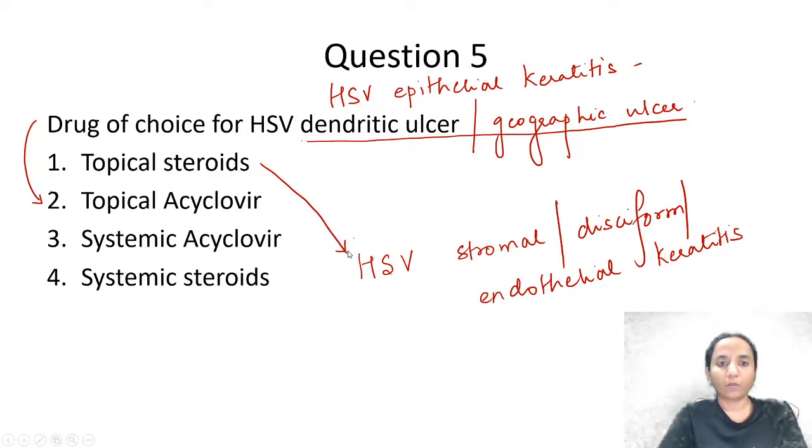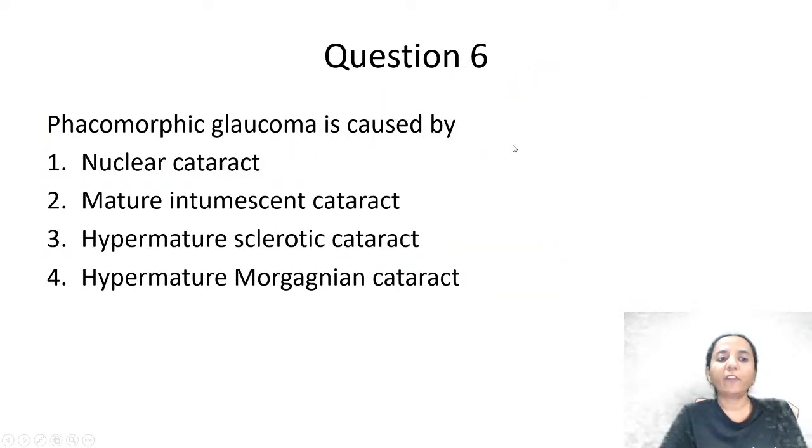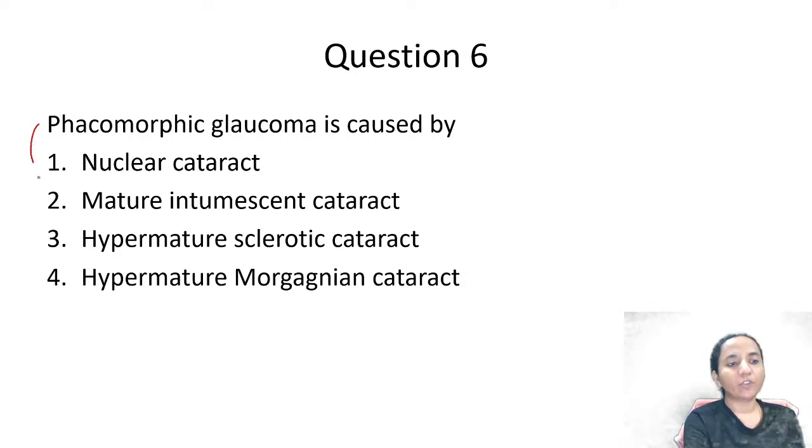Okay, let's go to the next question. Phacomorphic glaucoma is caused by, very, very common question, nuclear cataract, mature intumescent cataract, hypermature sclerotic cataract, or hypermature Morgagnian cataract. Tell me, phacomorphic glaucoma is caused by? Correct. It is caused by mature intumescent cataract.